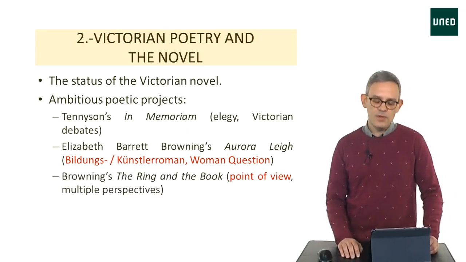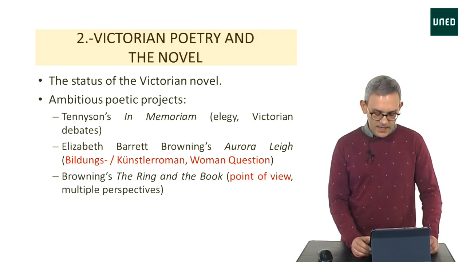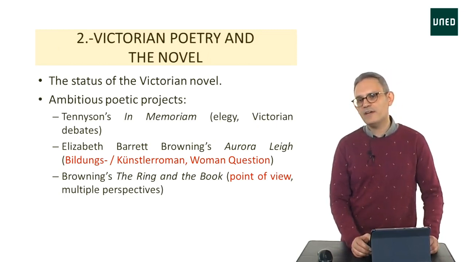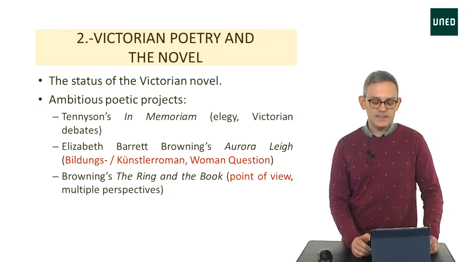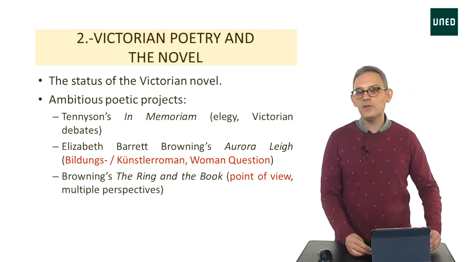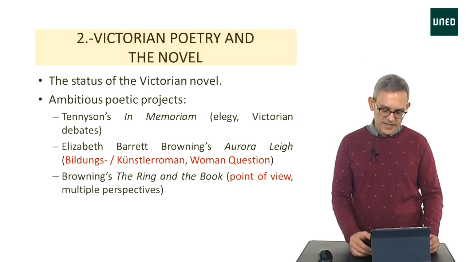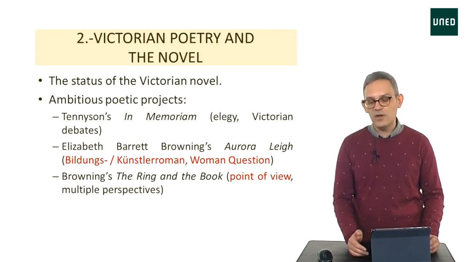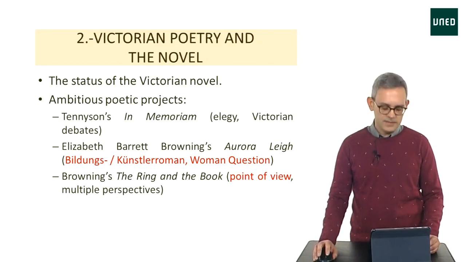And my third example is Robert Browning's The Ring and the Book, which is a murderous and eventful narrative set in Renaissance Italy, where the poet shows his mastery in using narrative point of view. So the story is presented from multiple and complementary perspectives, and this is very innovative and at the same time reproduces the model of the great Victorian novels.